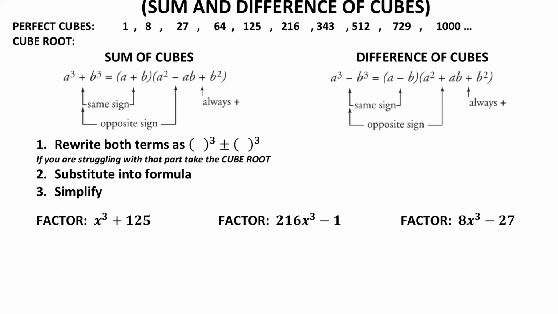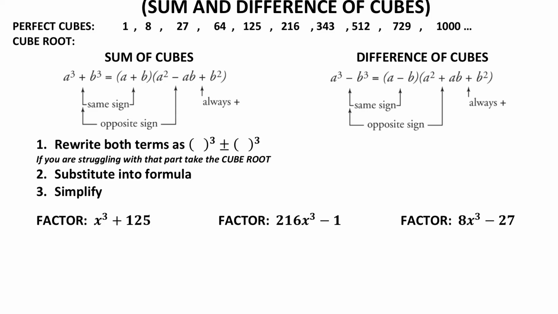All right, this part is going to be new for you. We have sum and difference of cubes. This is a special pattern that comes up sometimes. You want to think of your perfect cubes, which are 1, 8, 27, 64, 125, and so on.